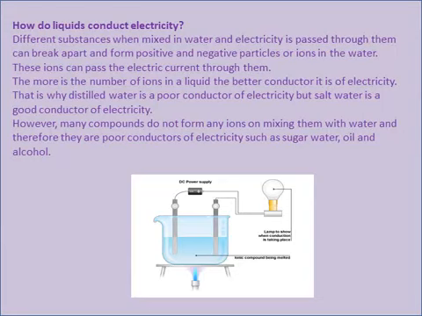The more the number of ions in a liquid, the better conductor of electricity it is. That is why distilled water is a poor conductor of electricity, but salt water is a good conductor of electricity. However, many compounds do not form any ions on mixing with water, and therefore they are poor conductors of electricity, such as sugar water, oil, and alcohol.